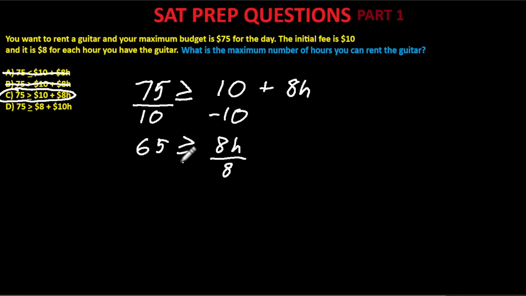Now, when I divide both sides by 8, I won't get a whole number and you can't rent partial hours. So 65 divided by 8, the closest answer would be approximately 8.